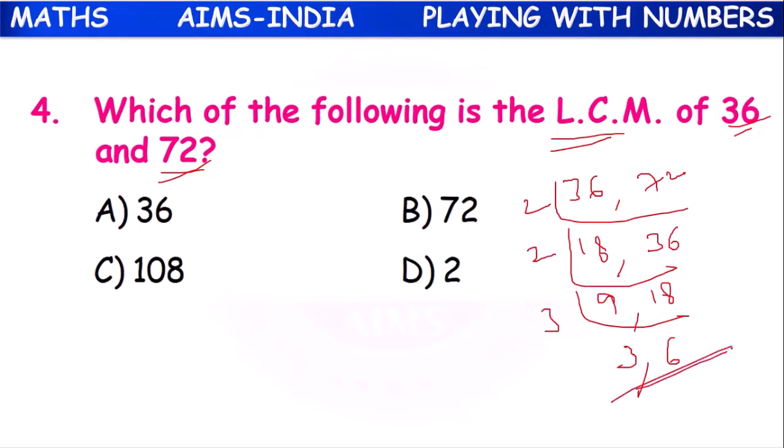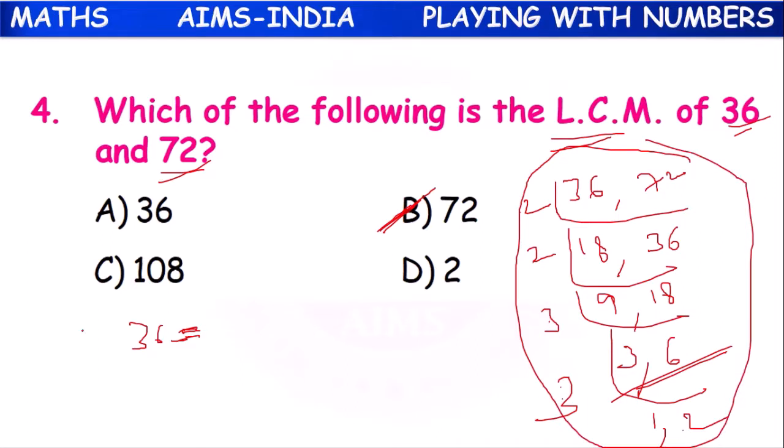Can we do it by this method? This is the division method; we can do it by this method, or we can do it by the prime factorization method. If we continue the division method, 3 1s are 3, 3 2s are 6. So 2 2s are 4, 4 3s are 12, 12 3s are 36, 36 2s are 72. 72 is the LCM. B option is the correct answer according to the division method.